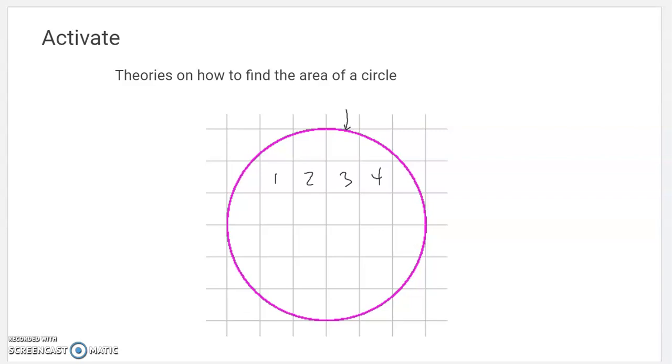If I ask you to find the area of this, how would you start? How would you even estimate it or approximate it or even get close? Pause here, take some time, come up with your own theory. How might you find the area of a circle? And then pause when you're ready to move on.